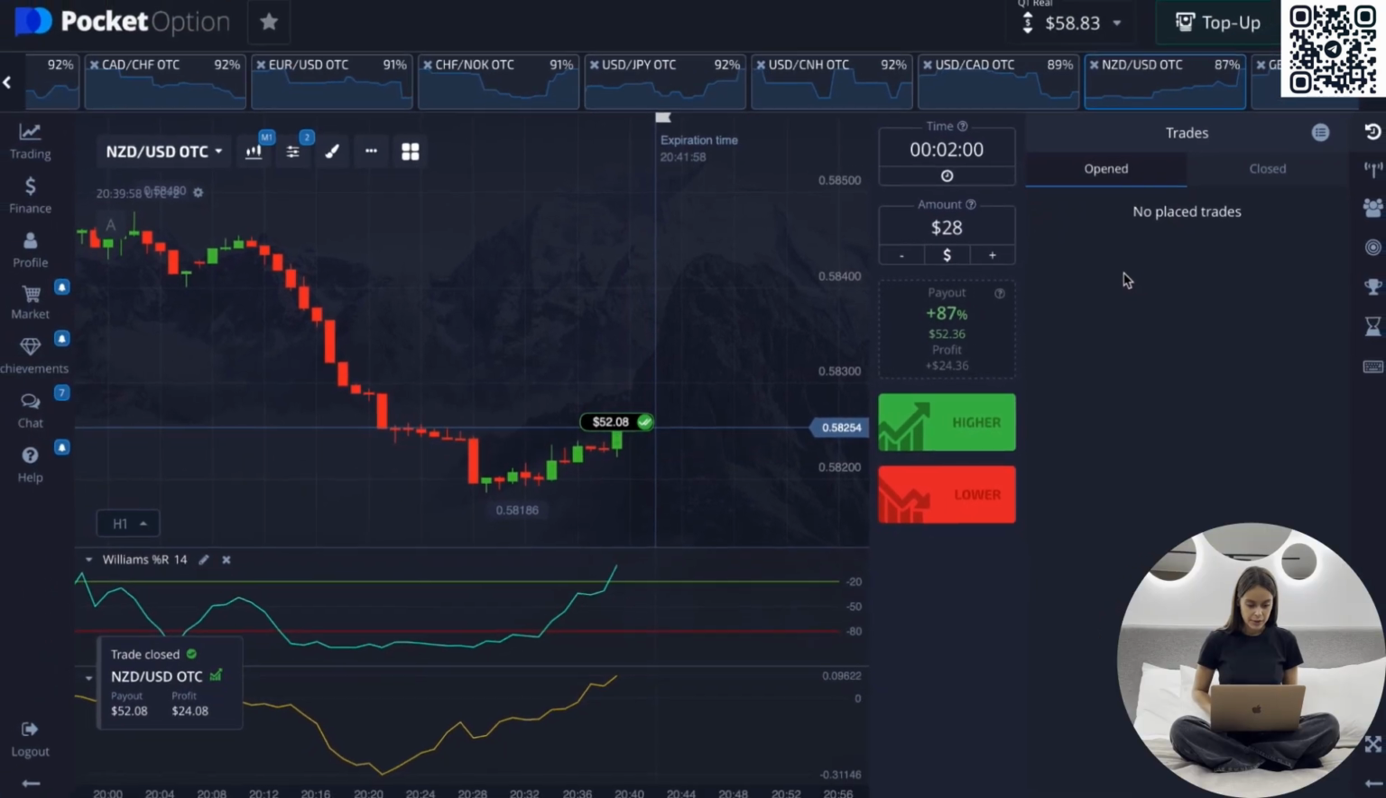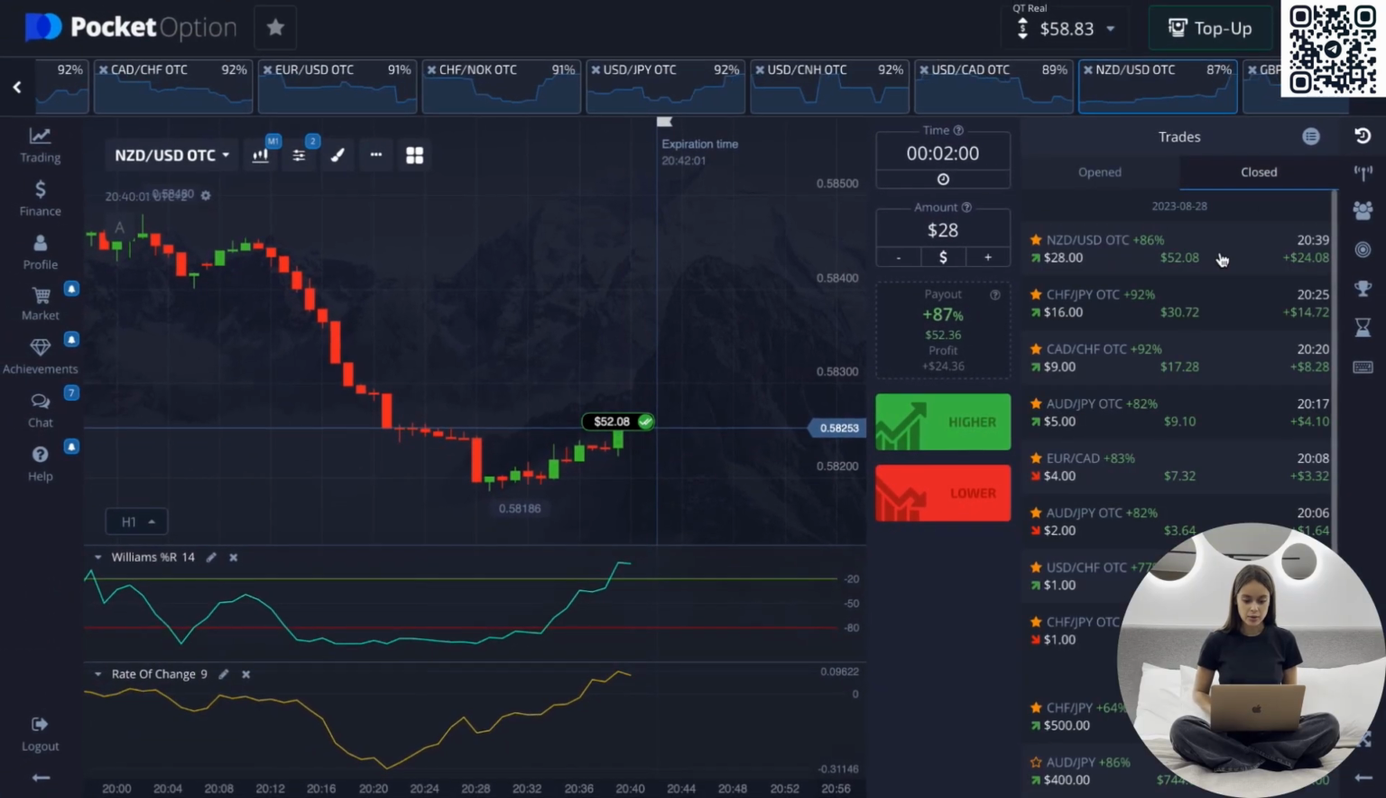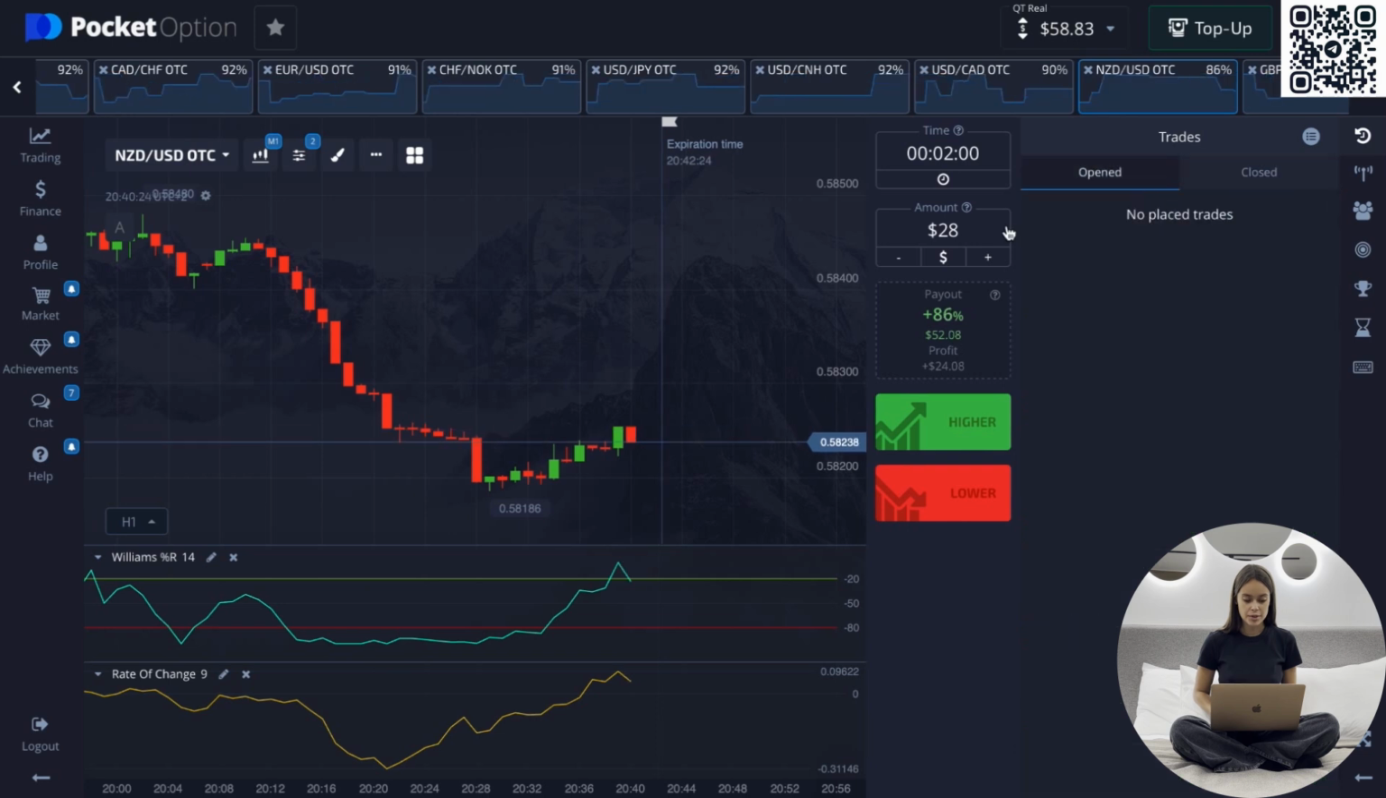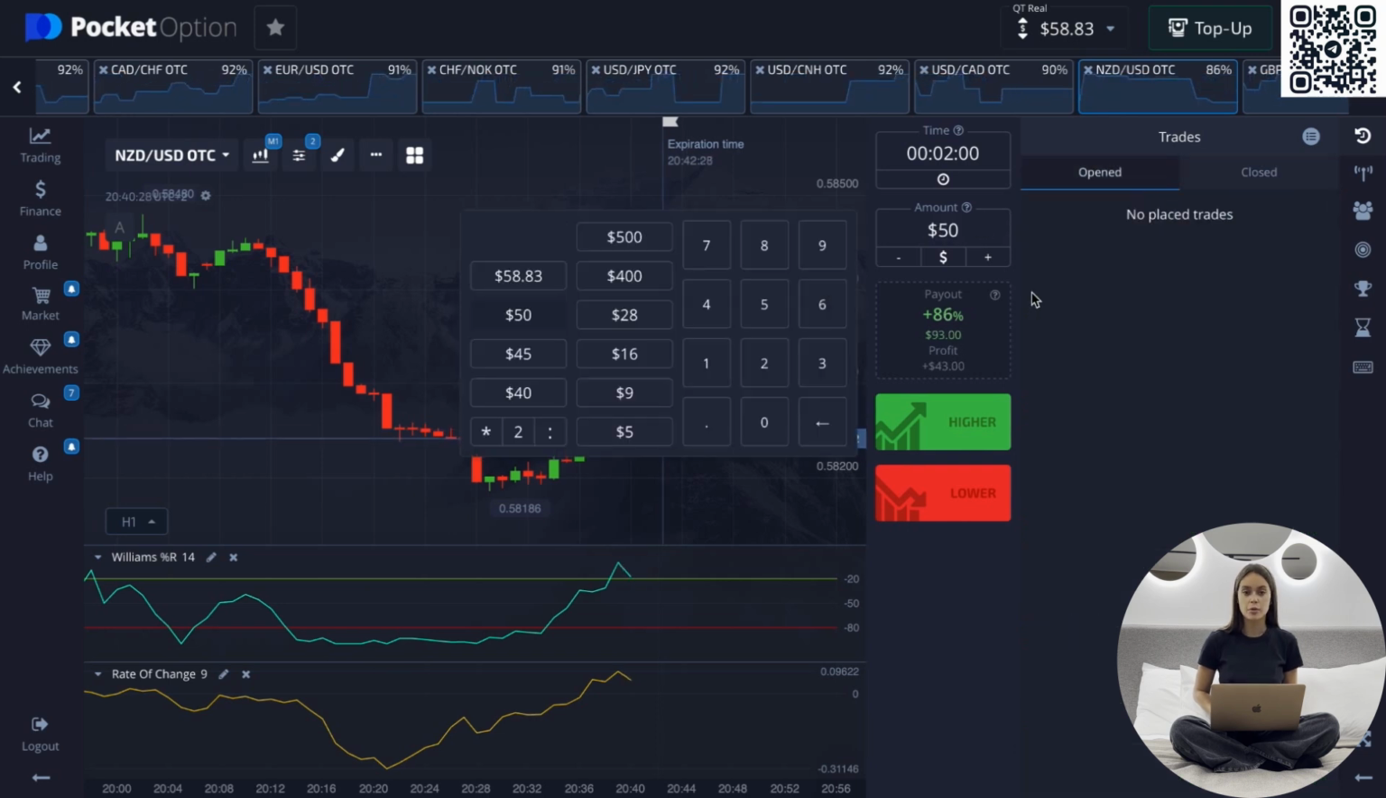Great, even in the last seconds, but our deal also came in as a plus. Well, our deposit is already more than $50, so I will set the price of the next transaction at $50. We look further.